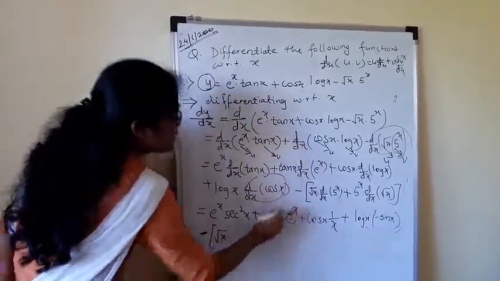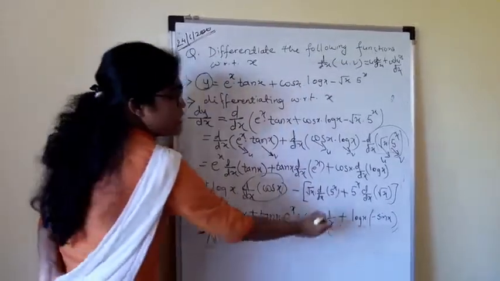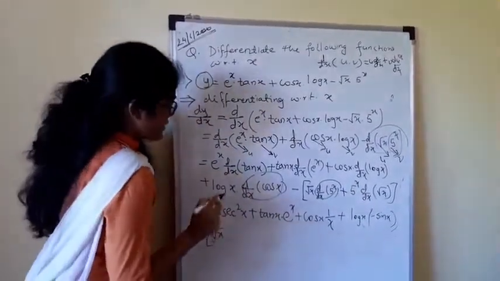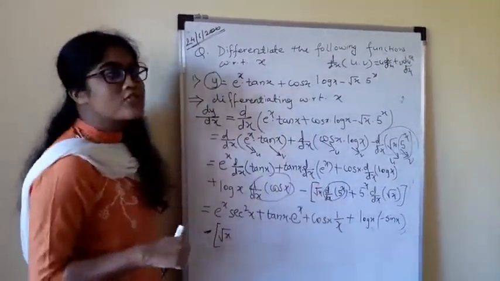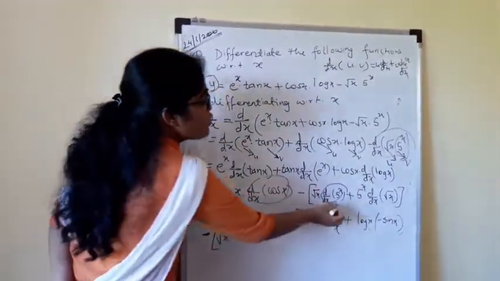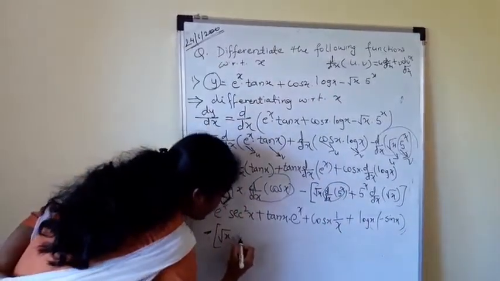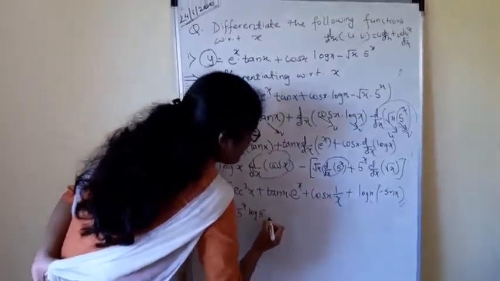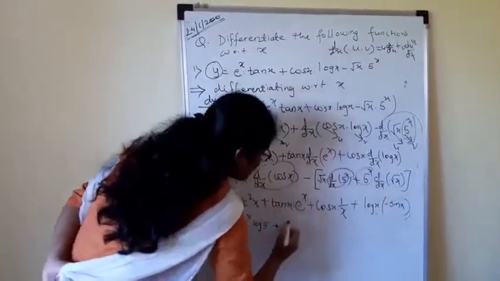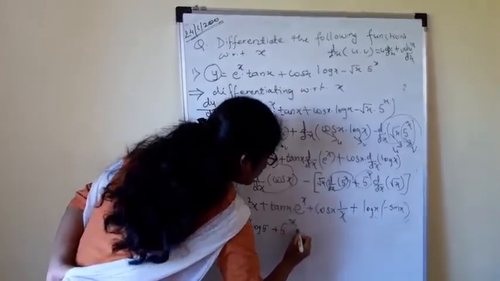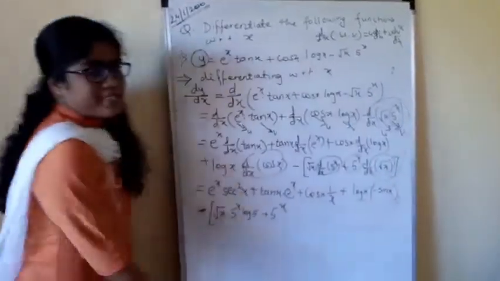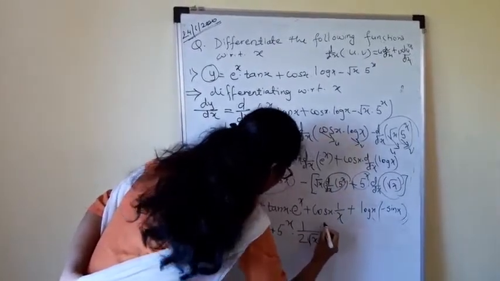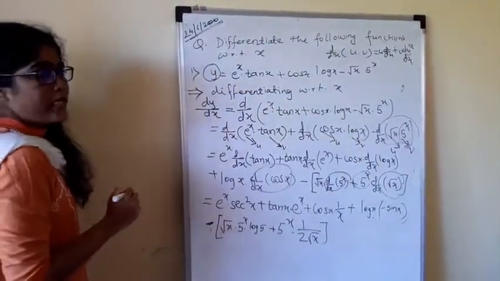Minus root x as it is, derivative of 5 raised to x. It is of the form a raised to x. Derivative of a raised to x is a raised to x into log a. So derivative of 5 raised to x will be 5 raised to x into log 5. Plus this 5 raised to x as it is, derivative of root x. Derivative of root x is 1 upon 2 root x.